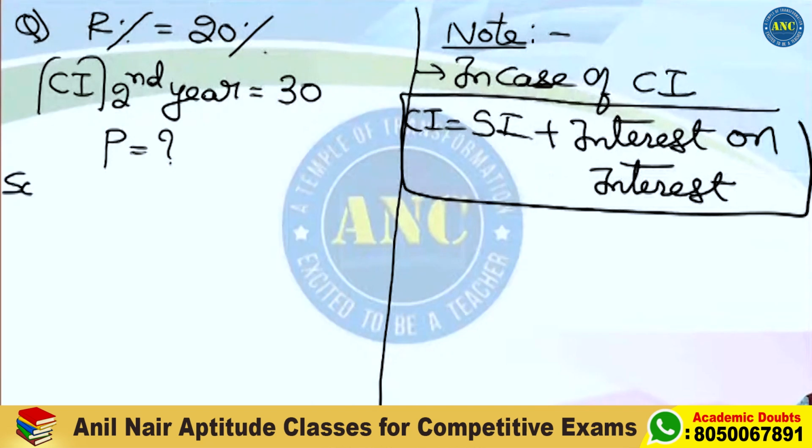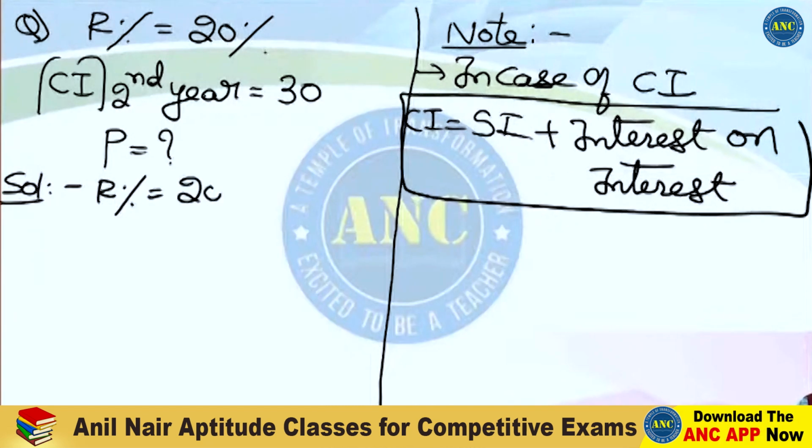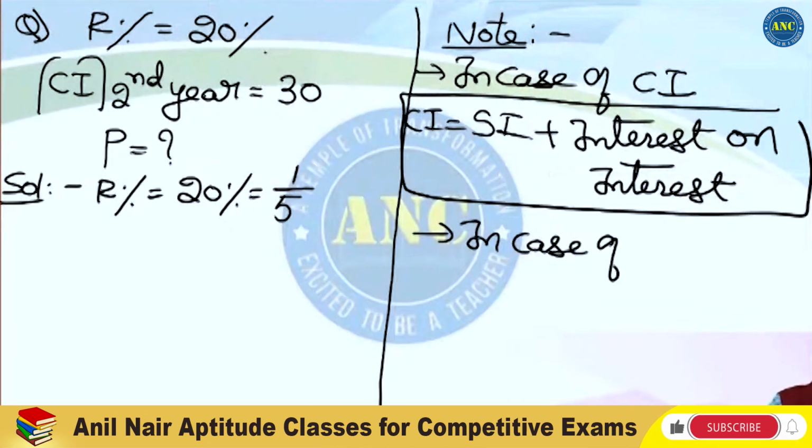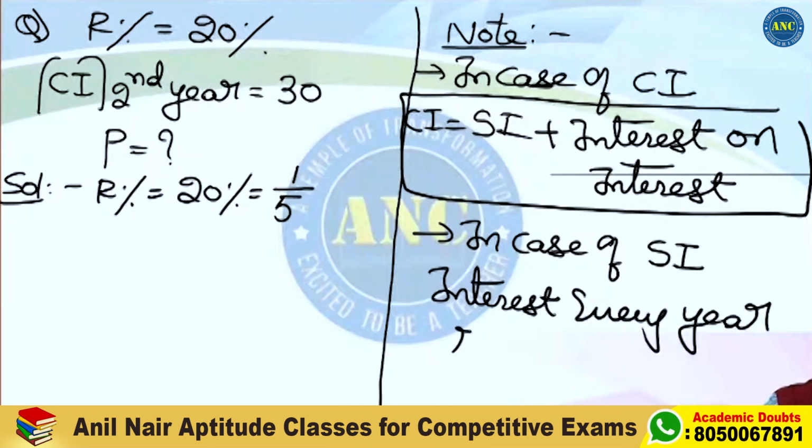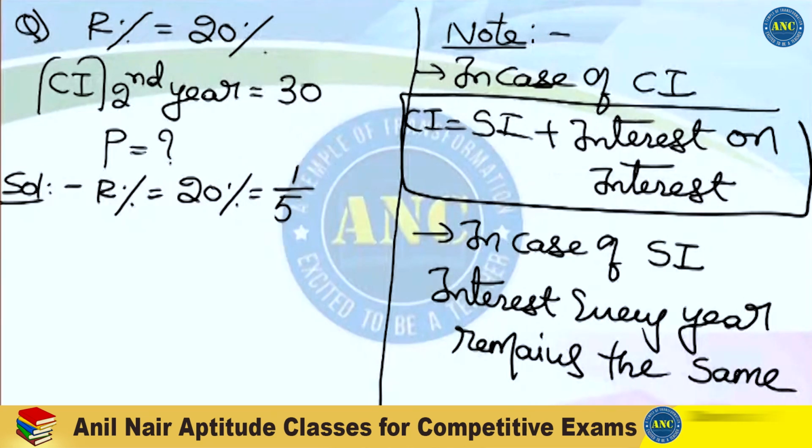Now, solution. Listen carefully. R percentage is 20%. 20% is nothing but 1 by 5. Second key point: in case of simple interest, interest every year remains the same.